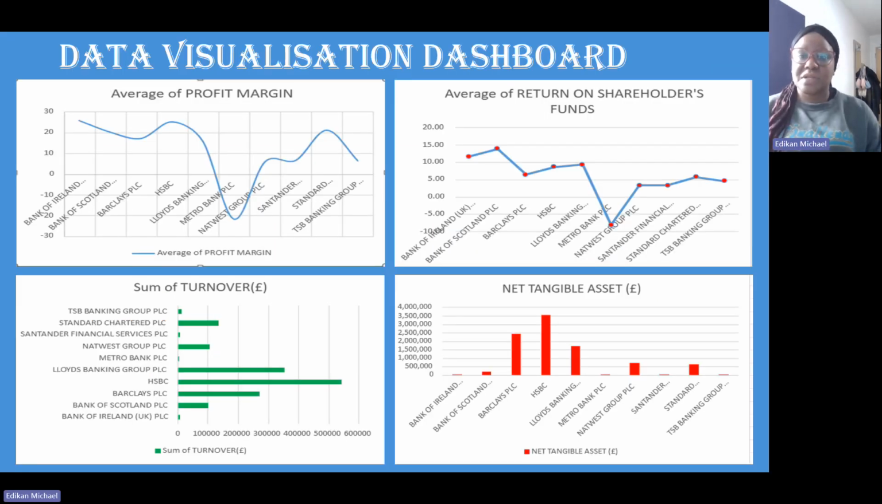Now to the business of the day. This is my data visualization dashboard, and due to the limitation of time, I decided to pick four key financial variables for this. It can be seen that under profit margin, Bank of Ireland has the highest profit margin while Metro Bank has the lowest.